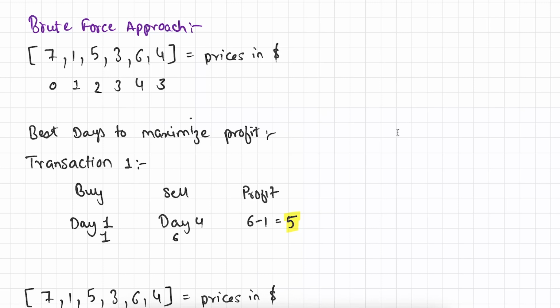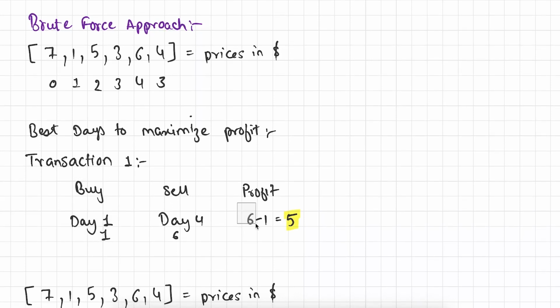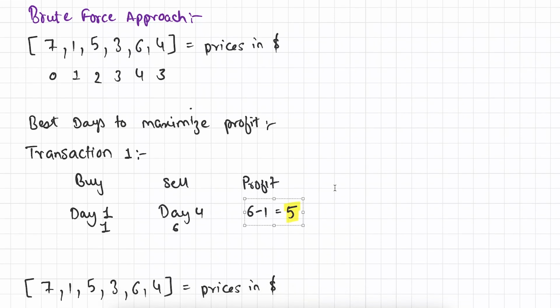So let's see the brute force approach first to solve this problem. Here we have an array of prices of stocks. On day 0 the price is 7, on day 1 the price is 1, on day 2 the price is 5, and so on and so forth. Let's see the best days to maximize our profit. If I do only one transaction, it means if I buy stock on day 1 and sell it on day 4, I am making a profit of 6 minus 1, that is $5. But we are allowed to make multiple transactions.